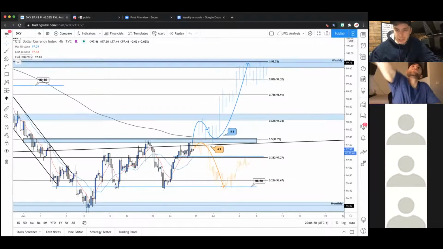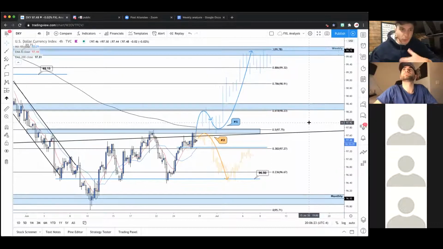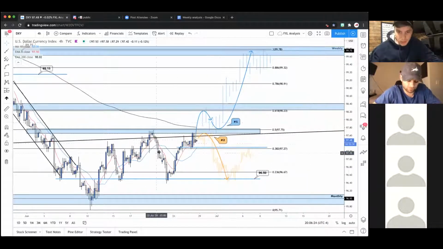But as always, we like looking at all scenarios. You have to be open-minded when looking at the market. So trade path 2 is the scenario where this continues to range. We'll see a reversal here, lower time frame transitions on the 1 hour and 30-minute, and then it'll fall back down to the 96.5 area. So that's trade path 2.